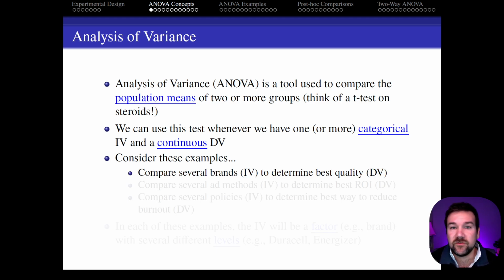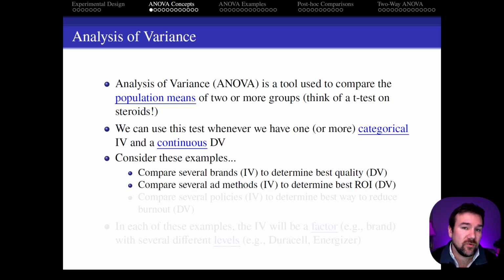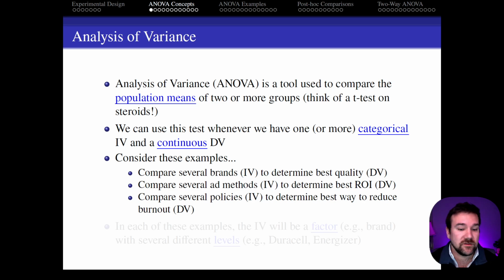So consider a couple of different examples where we might utilize this ANOVA analysis. Maybe we want to compare several different brands to one another to determine the best quality of brand. Perhaps we want to look at several different marketing methods to determine the best return on investment for each of the different methods. Or maybe we want to examine several different policies to see which one reduces employee burnout. All of these are examples where we might have multiple options that we're considering between. And in that case, we may want to consider more options than just two.